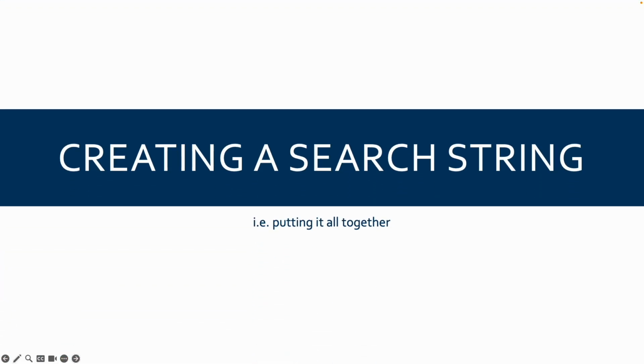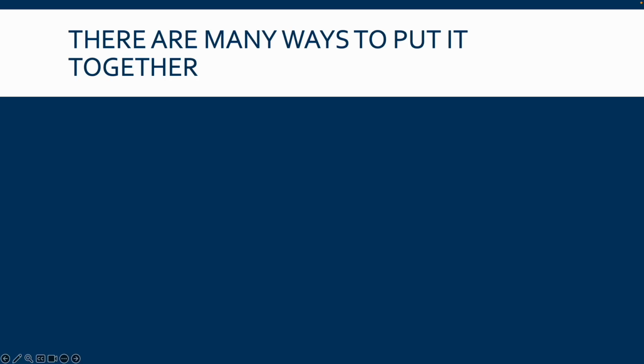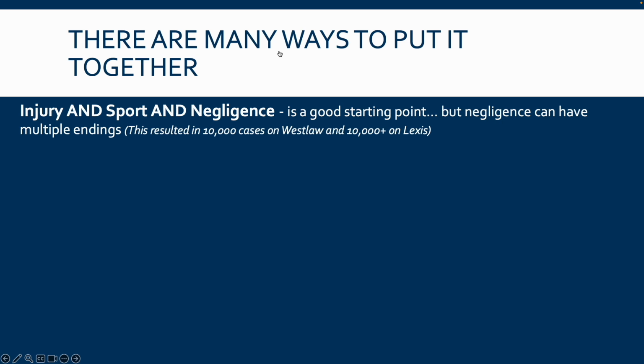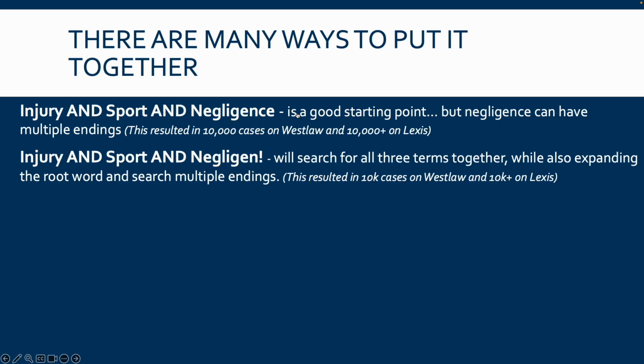Now let's use these connectors to create a search string using the keywords we came up with earlier. While there are many ways to put this together, here are just a few examples. "Injury and sport and negligence" is a good starting point, but negligence can have multiple endings, so instead we can try "injury and sport and negligen!" Which will search for all three terms together while also expanding the root word and search for multiple endings.